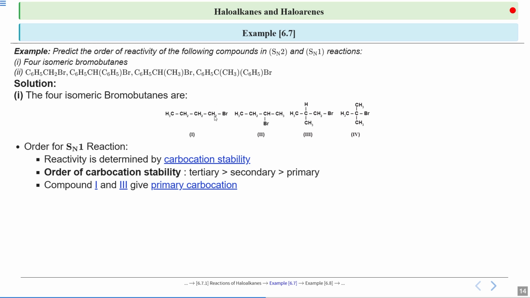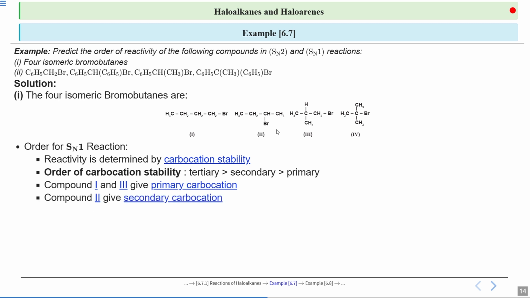The most stable carbocation will be the tertiary one. But here we are talking about the first and the third carbocation. So in the first, the bromine will be removed and you will get a primary carbocation, because when bromine is removed, the positive charge will come at this carbon, which is attaching with only one other carbon. In the third compound also, when bromine is removed, the positive charge comes at this carbon, which is only attaching with one other carbon. So this is also a primary carbocation. So first and third give the primary carbocation.